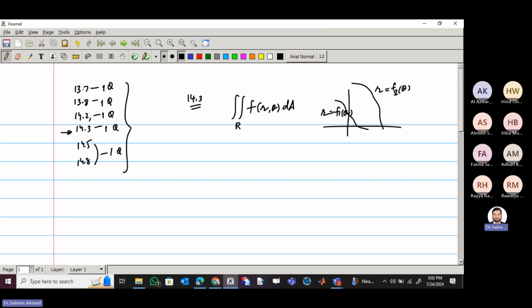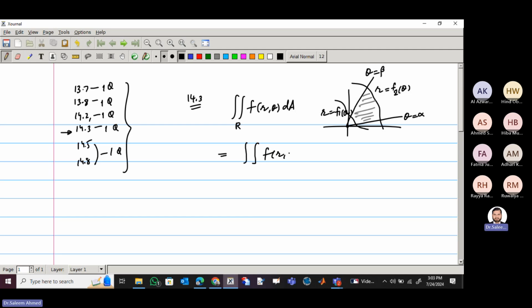And then you are given two theta values. Theta values are straight lines. Theta is equal to alpha, theta is equal to beta. Straight lines coming from origin. Okay. So this is the region, basically, polar region is this one. Between two values theta alpha, theta beta, and between two curves r is equal to f1 and f2.